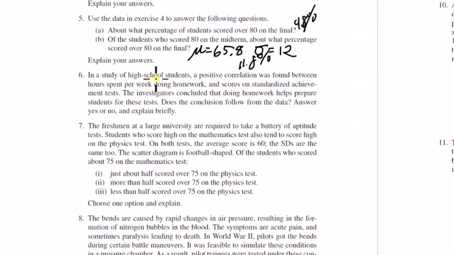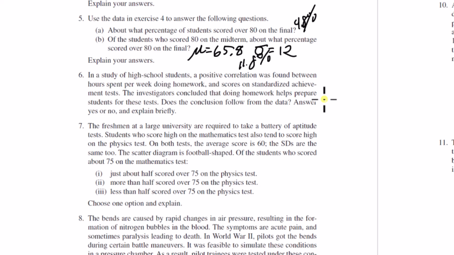Okay, in a study of high school students, a positive correlation was found between hours spent per week doing homework and scores on standardized achievement tests. The investigators concluded that doing homework helps prepare students for these tests. Does the conclusion follow from the data? Answer yes or no and explain briefly. So to me, there's not enough information given here.